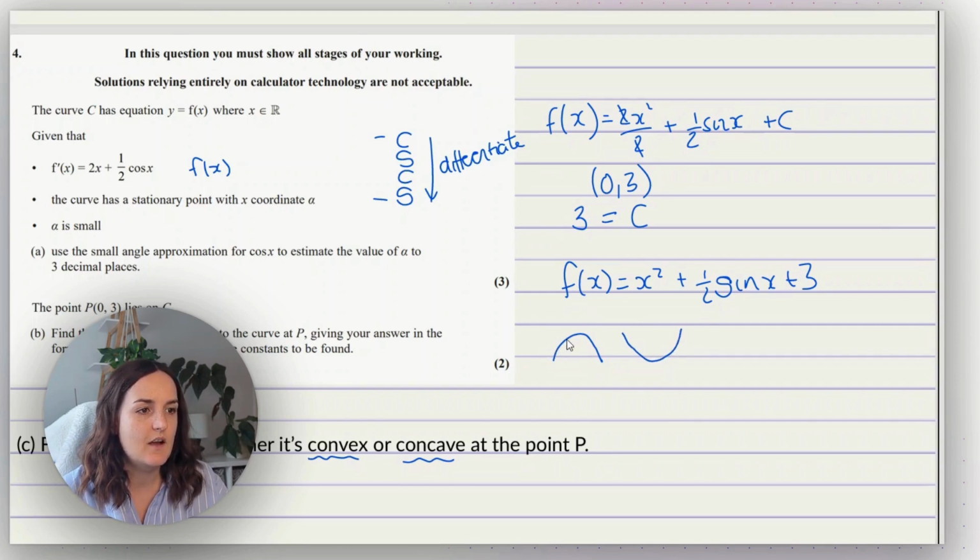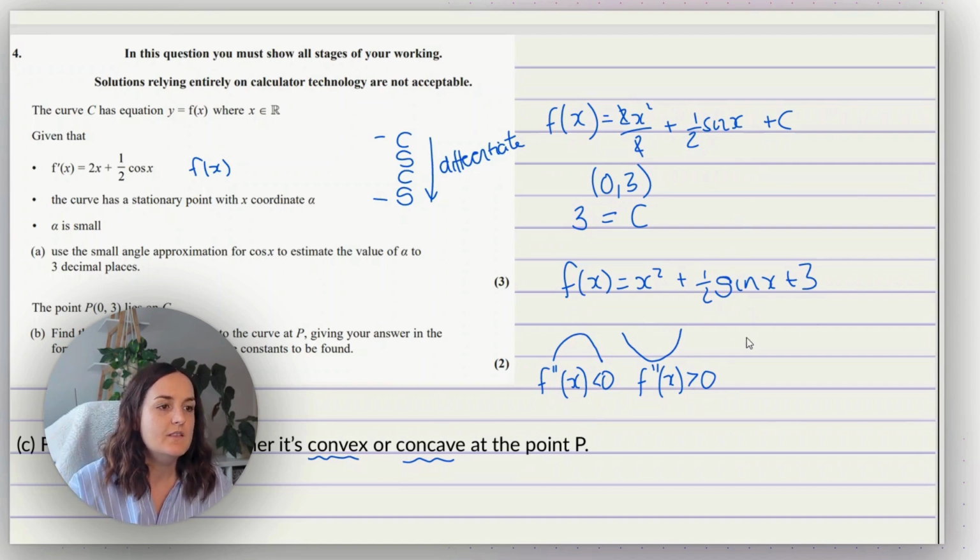If the gradient over this sort of hump is going from positive to negative, the gradient is decreasing. The thing that measures how the gradient is changing is the second derivative. So if the gradient is decreasing, the second derivative is less than 0. Here, the gradient is going from negative to positive, so it's actually increasing. So the rate of change of the gradient is positive because it's increasing. You just have to remember concave is less than 0 for the second derivative and convex is more than 0. So all you have to do is put your x value in and see what it comes out as.